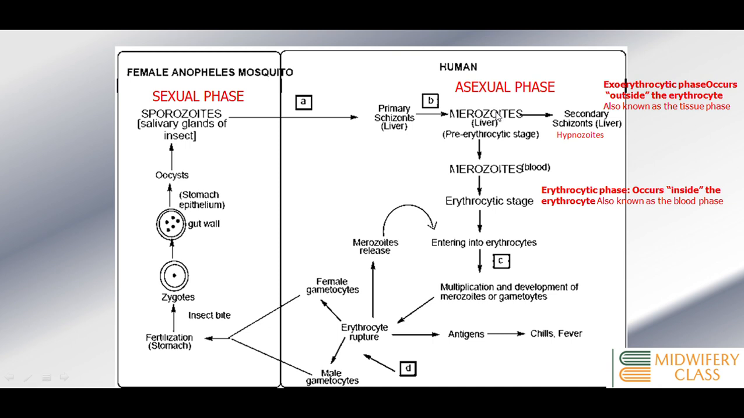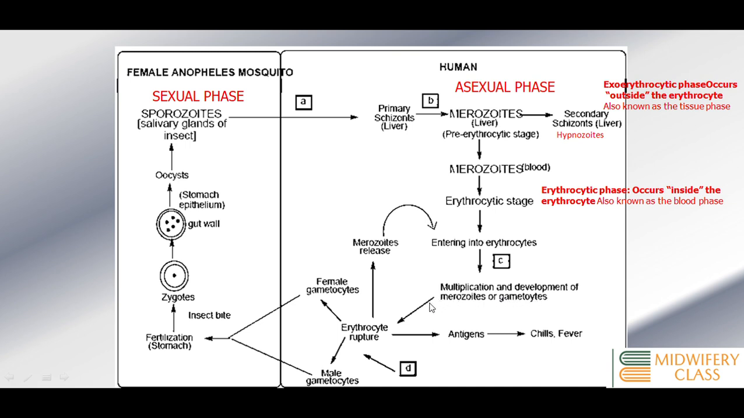Now, the merozoites, secondly, can move into blood. Then they infect red blood cells. When they infect the red blood cell, this stage is called the erythrocytic phase, where it occurs strictly inside the erythrocyte, or it's also known as the blood phase of Plasmodium infection. Once it enters the erythrocyte, it multiplies and develops new merozoites or gametocytes.